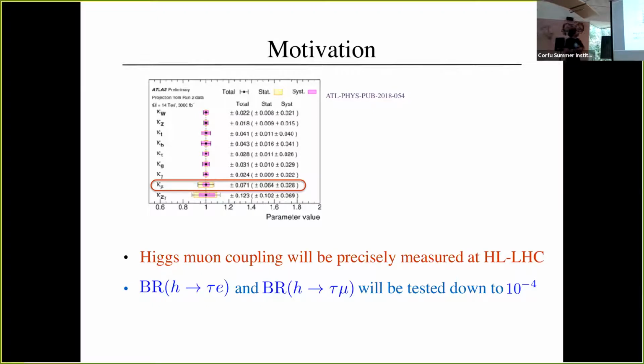The other thing which is not summarized but is stable are the flavor-violating Higgs decays, which also will be improved a lot. So, for example, Higgs to tau e and Higgs to tau mu branching ratio will be tested down to 10^-4. And this also will be an improvement of 1 order of magnitude as compared to the current status.